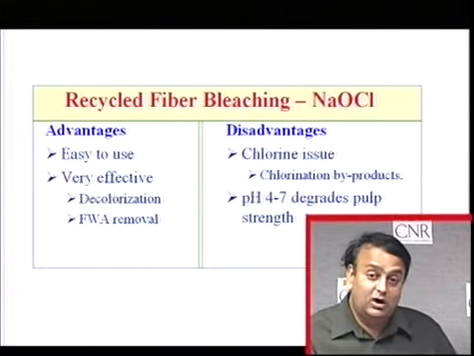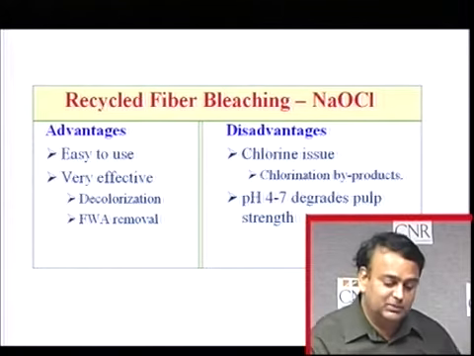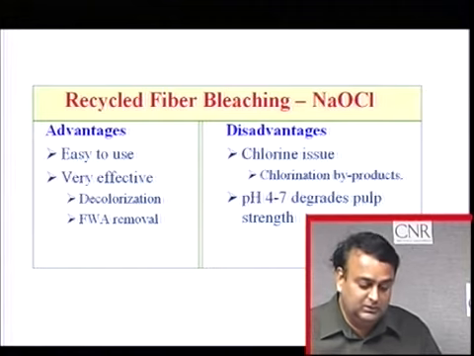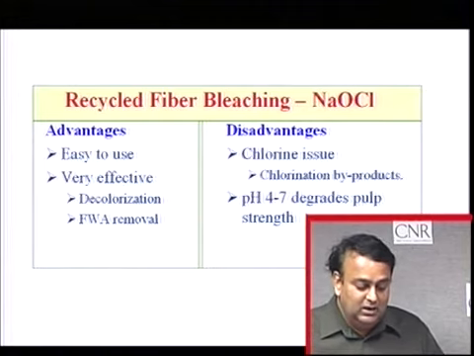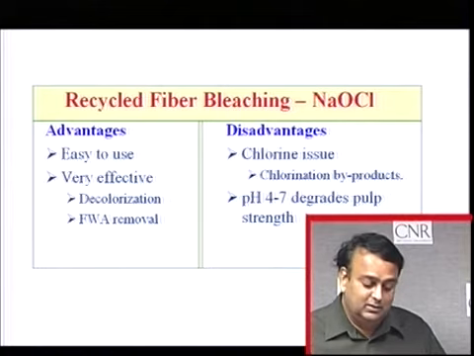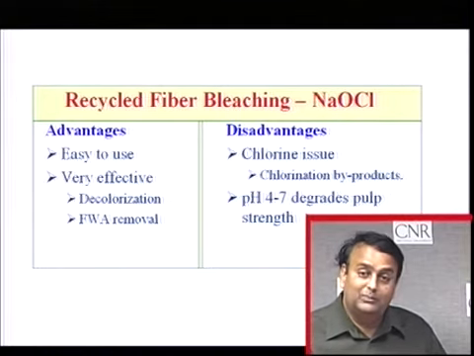What are the disadvantages? The dioxin issue, it's still there. Environmental groups are going to put pressure on you. And at pH 4 to 7, hypochlorous acid is going to degrade your pulp strength.